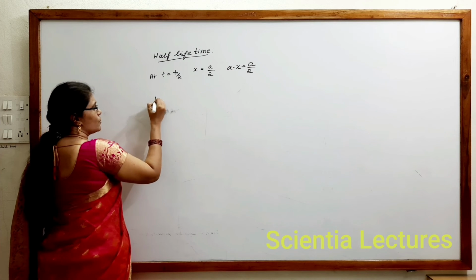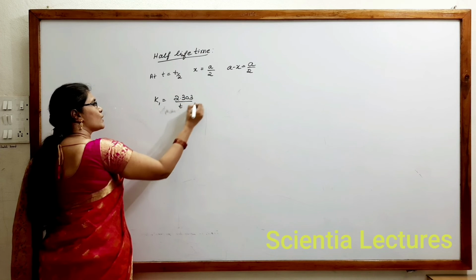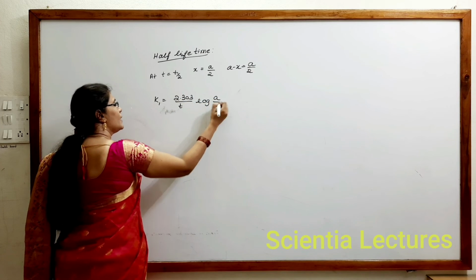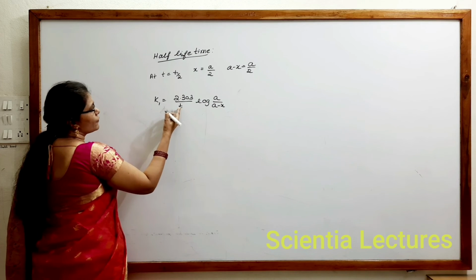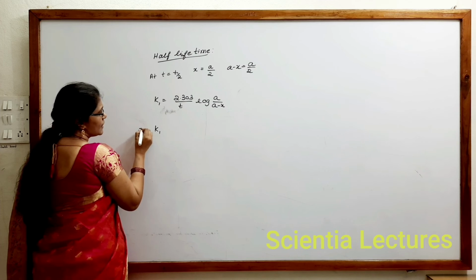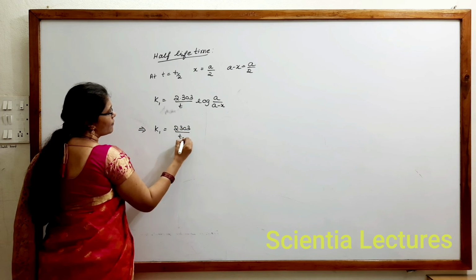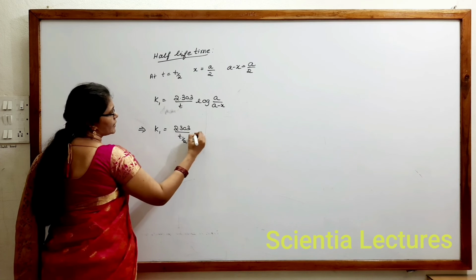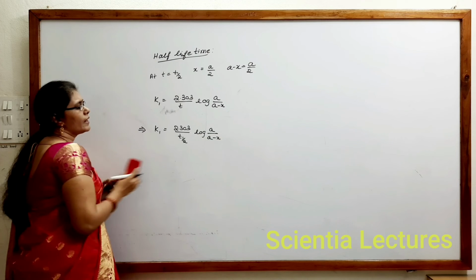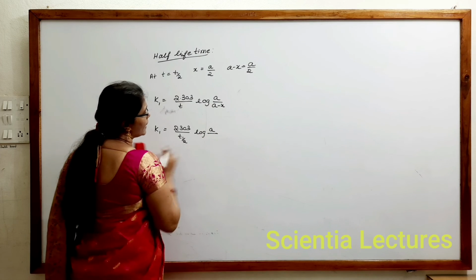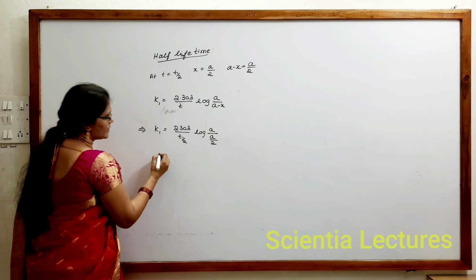So if you substitute into the rate equation of a first order reaction, K1 equal to 2.303 by T log of A by A minus x. Now substitute T in the place of T half, which implies K1 must be equal to 2.303 by T half, T 50% or T half, log of A by A minus x. Here instead of A minus x, we can write A by 2, because the remaining amount is A by 2. Get this T half to this side.